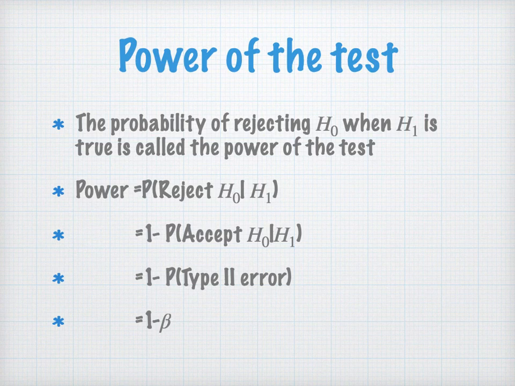Rejection of H0 and acceptance of H0 are mutually exclusive events. So I can write the probability of rejecting H0 when H1 is true as 1 minus the probability of accepting H0 when H1 is true. Similarly, we know the probability of accepting H0 when H1 is true is called the probability of type 2 error. So we can write it as 1 minus the probability of type 2 error, which is equal to 1 minus beta. Therefore, we can write the power of the test as 1 minus beta and the size of the test as alpha.